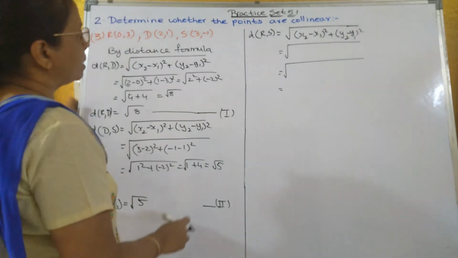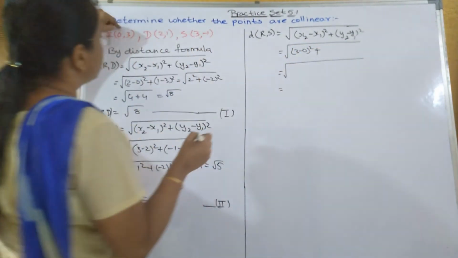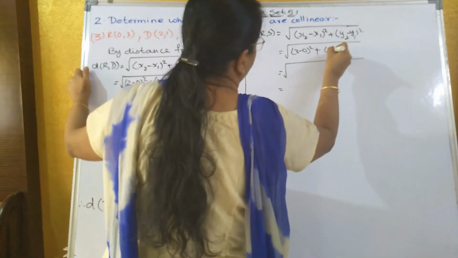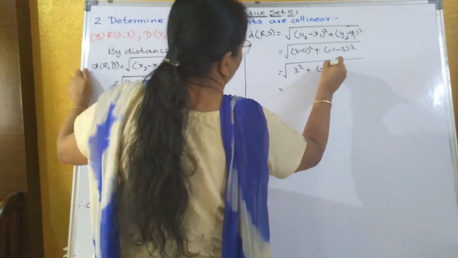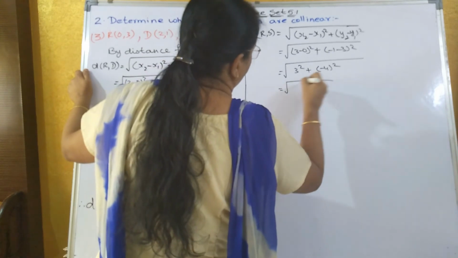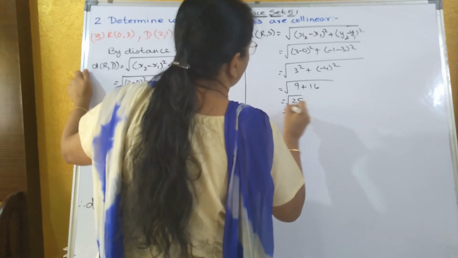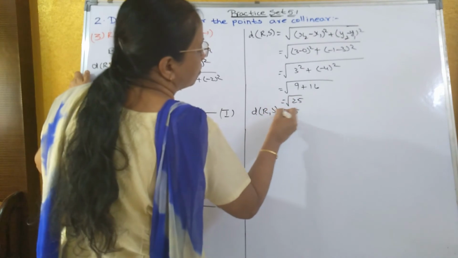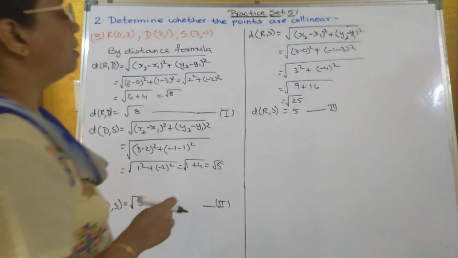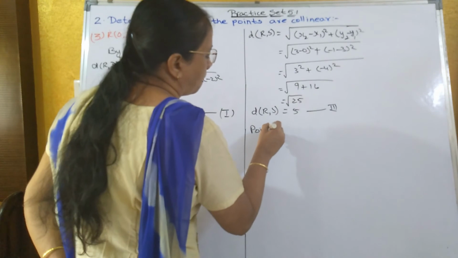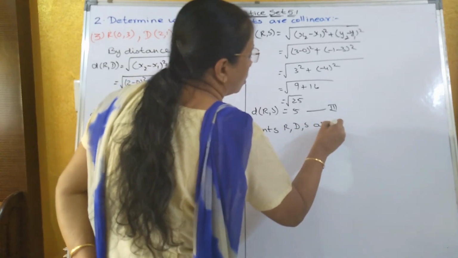Now we will find out RS. So (3 minus 0) the whole square plus (minus 1 minus 3) the whole square, that's equal to 3 square plus minus 4 the whole square, that's equal to 9 plus 16, that's equal to root 25, that's equal to 5. So distance RS is equal to how much? 5. Let this be 3. Now if you see, if you add any two of them, you will not get the third one. Therefore points R, D, S are not collinear points.